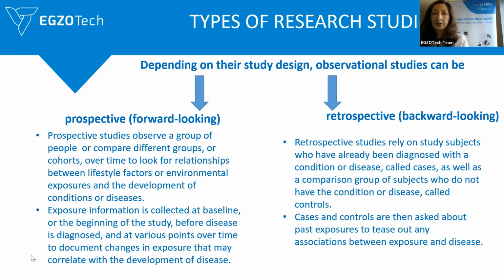for the study purpose. The retrospective, backward-looking studies rely only on study subjects who have already been diagnosed with a condition or disease, so they are called cases, as well as a comparison group of subjects who do not have the condition or disease, called controls. So here we have two groups. Cases and controls are then asked about past exposures to tease out any association between exposure and the disease.